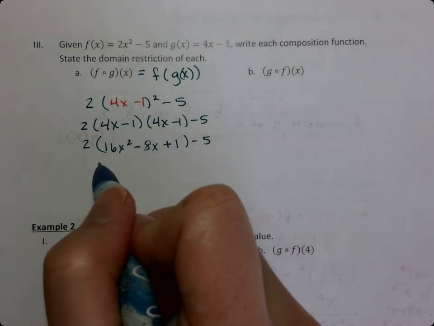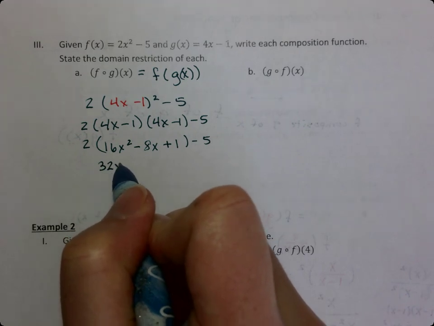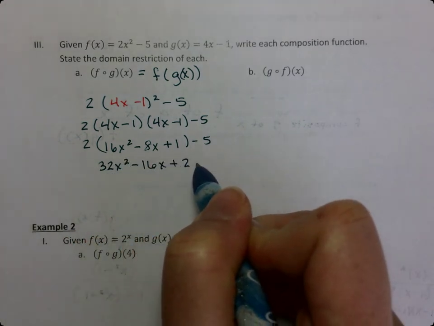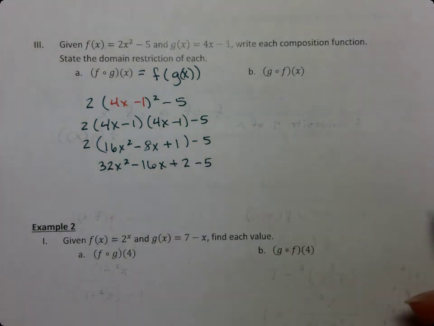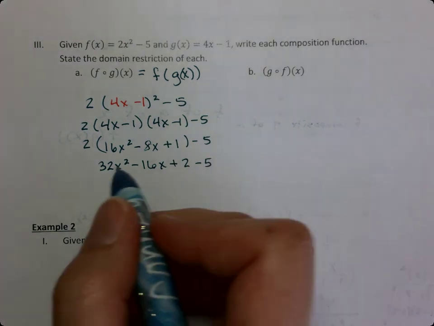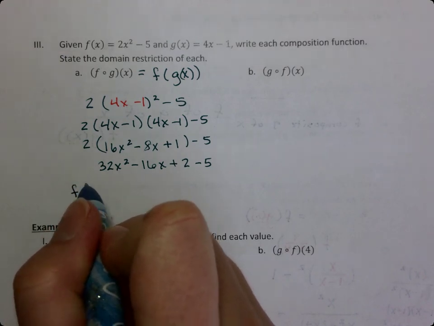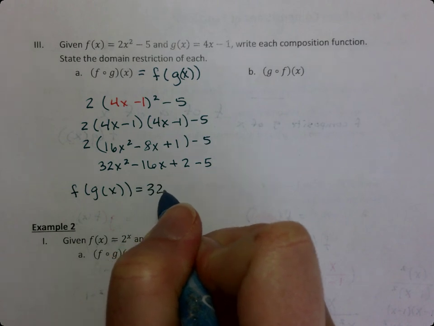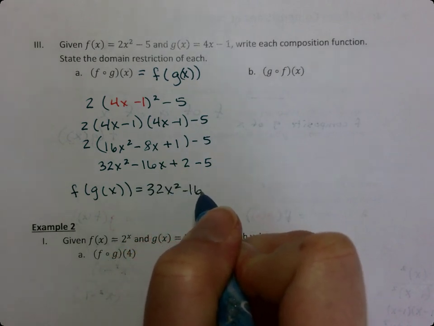Come through, distribute. 32x squared minus 16x plus 2. And don't forget that minus 5. And then I'm going to clean it up. So my composition, f of g of x, is 32x squared minus 16x, then what?